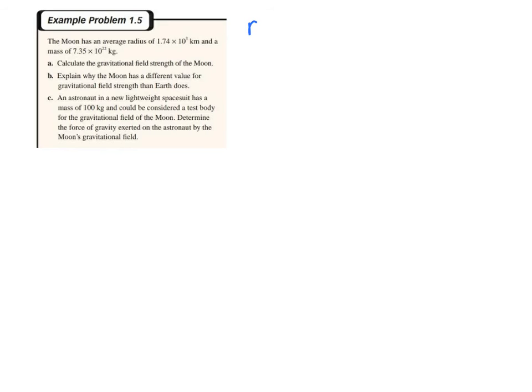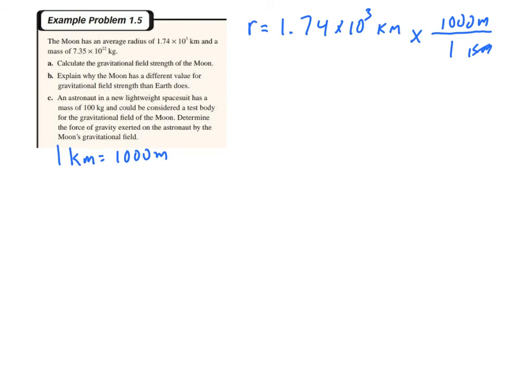So we have the radius, which is equal to 1.74 times 10 to the 3 kilometers. And you should know that 1 kilometer is equal to 1,000 meters. So we're going to multiply this by 1,000 meters over 1 kilometer. That crosses out the kilometers, and we end up with the number of meters, which is 1.74 times 10 to the 6 meters. So now we can jump in and start doing our questions.